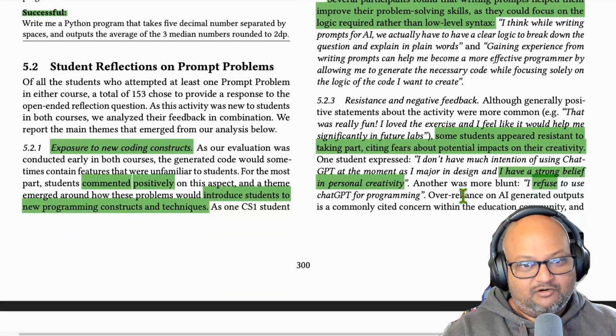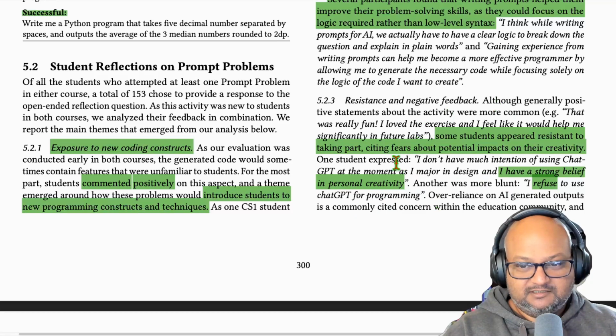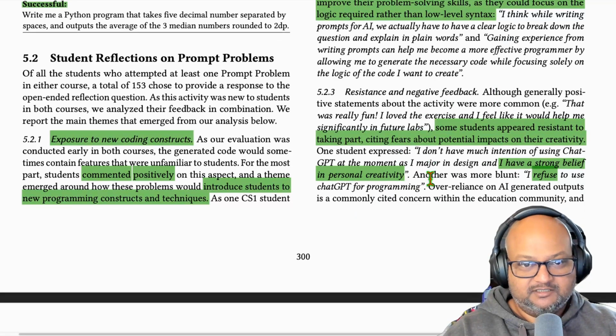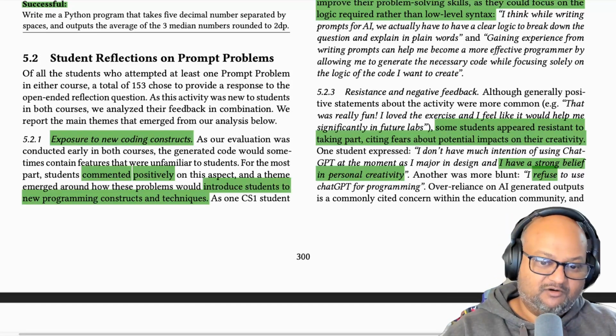It was not all positive though. Some students seem to have a prejudice against using AI. One said, "I have a strong belief in personal creativity. I refuse to use it for programming." And I feel this is somewhat unfortunate because these are tools that should be approached with an open mind.